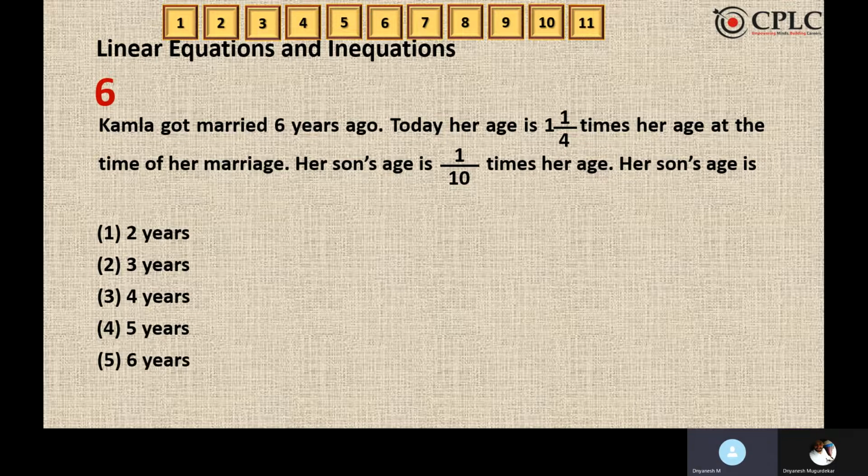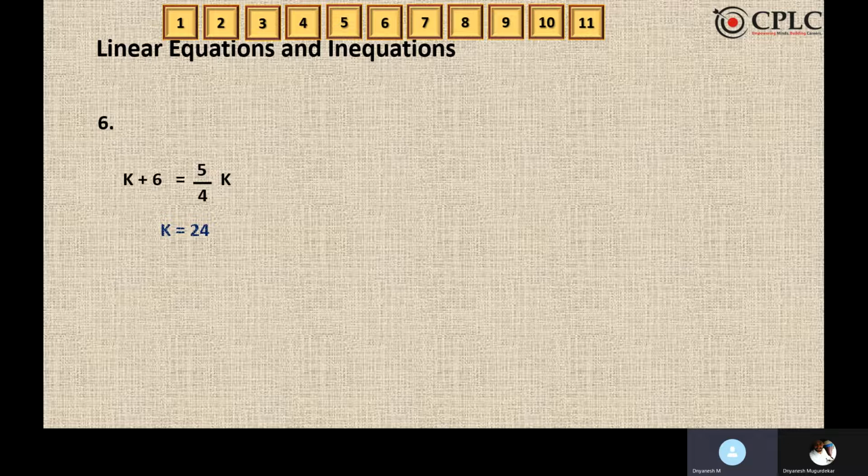And her son's age is 1 by 10 times her age. So once you get the value of k, divide that by 10 and you will get her son's age. So I think after solving, you will get the value of k as 30 and her son's age will be 1 by 10 times of that. So that means 30 into 1 by 10, which is 3 years old. Option 2.